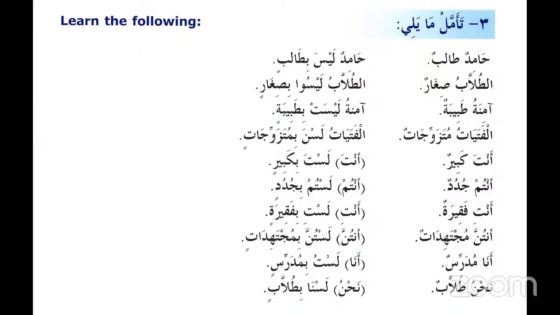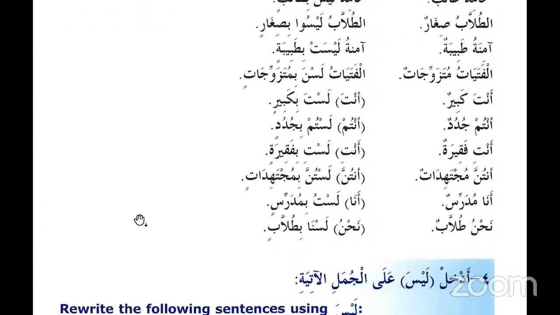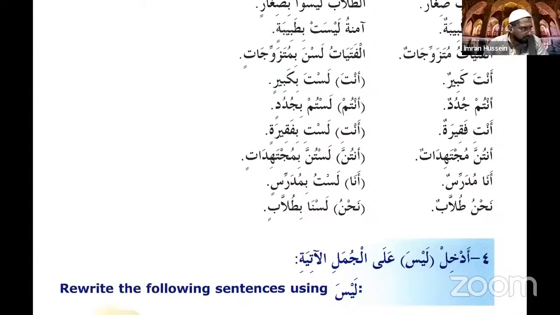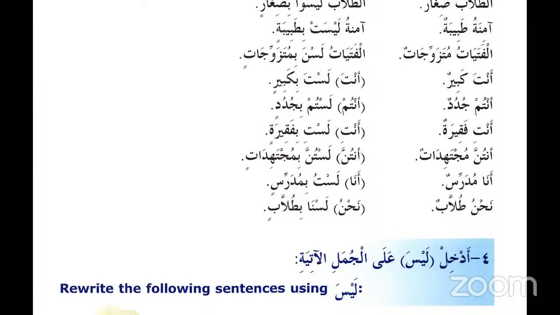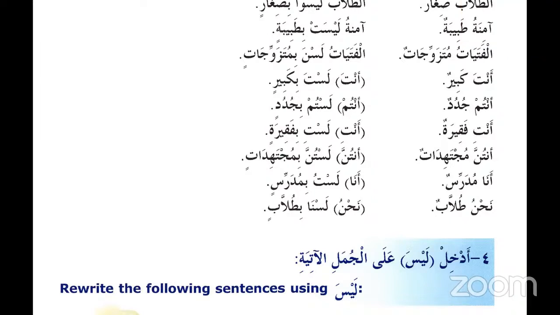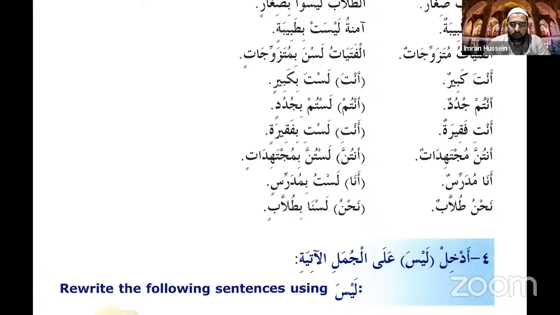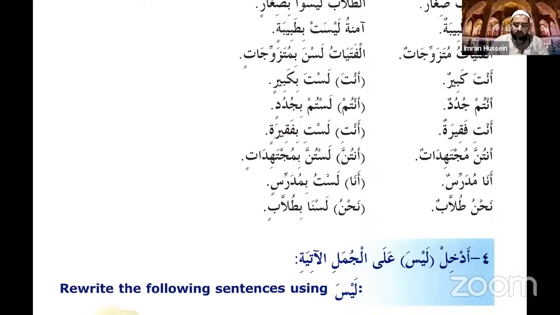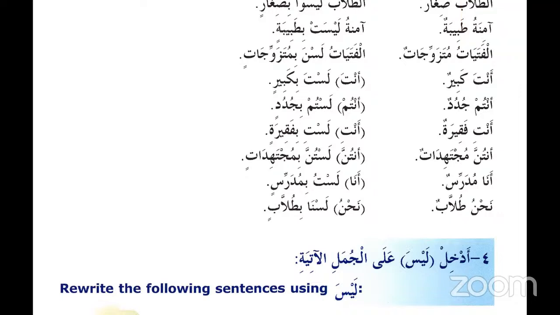Anta kabirun. You're old, big. Anta lasta. And if there is anta, then we can say lasta bi kabirin. And antum jududun, it's for plural. Lastum bi jududin. Anti faqiratun. And if it's anti, we could say lasti bi faqiratin. Antunna mujtahidatun. For antunna we will use lastunna bi mujtahidatin, because it's big.